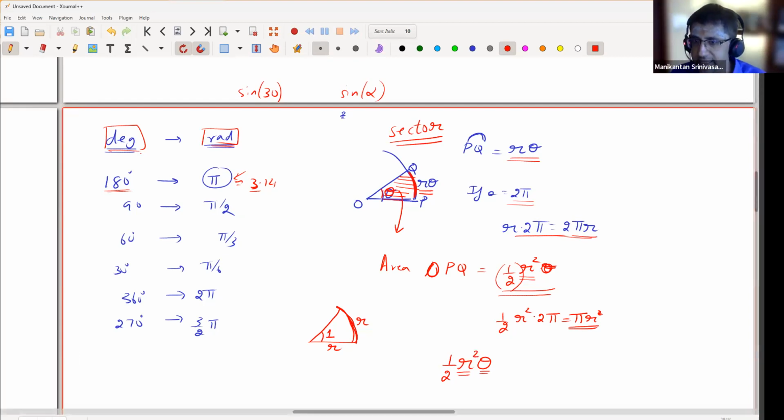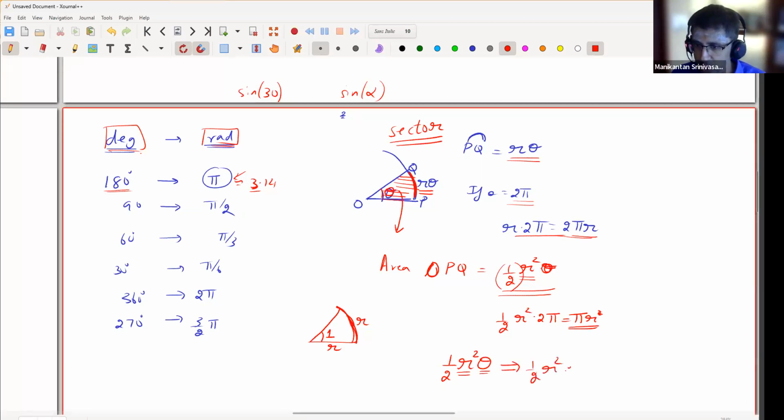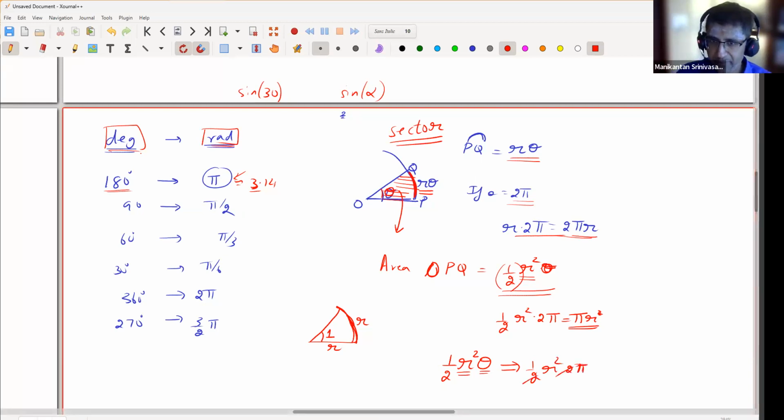And I was saying if theta is the full circle, which means theta is 2 pi, then you get your pi r square by putting theta as 2 pi. So this is your pi r square, which is your entire circle area.